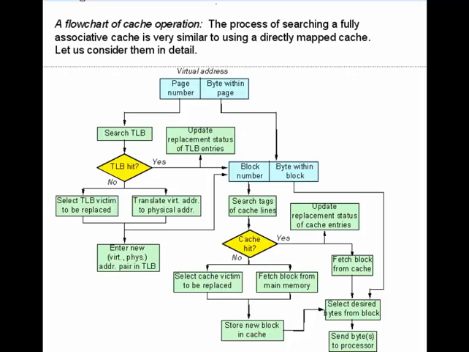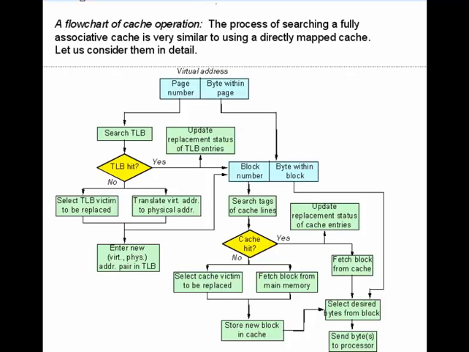But the physical side here starts with taking this physical address, which consists of a block number and byte within block. So let's talk about the block number first. We need to determine whether that block is held in the cache. And so, if it's a fully associative cache, we have to search in lots of tags to see if any match. And if there is indeed a cache hit, then we can fetch the block from the cache, select the desired byte from the block, and send the bytes to the processor, and we're all done.